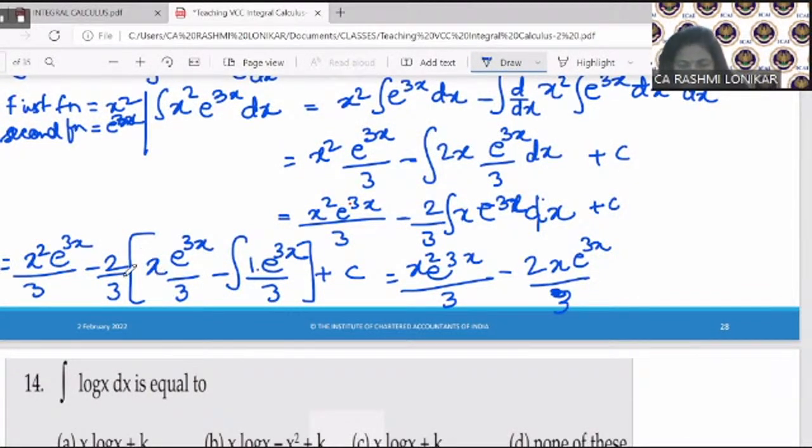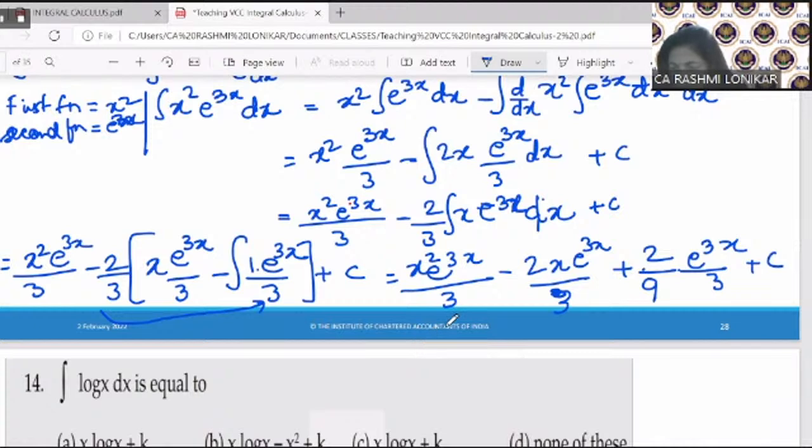Now this minus 2 by 3 into minus sign will become plus. So this is equal to plus 2 upon 3 into 3, this 3 multiplied by this 3, is 9. And what is the integration of e raised to 3x? It will be e raised to 3x upon 3 plus c.